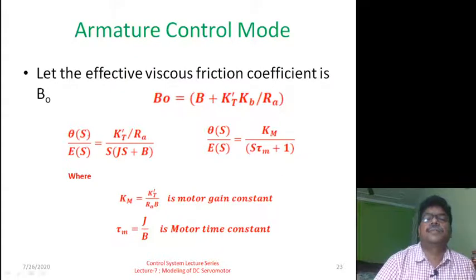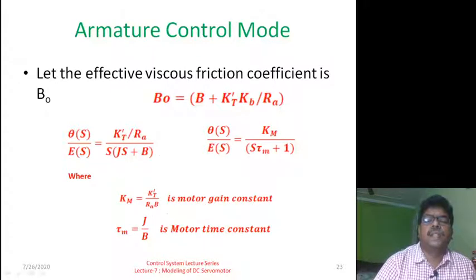So theta(s) upon E(s) equal to K_t' upon R_a over (J s squared plus B s), which can be written with K_m as the motor gain constant, where the motor gain constant is K_t' upon R_a B, since we have divided by B. So K_m is called the motor gain constant, and tau_m is the mechanical time constant, which will be J by B.